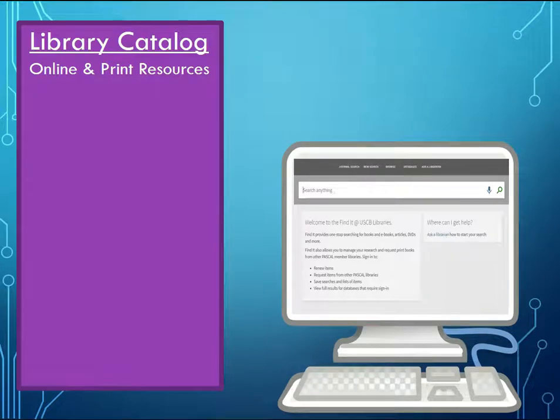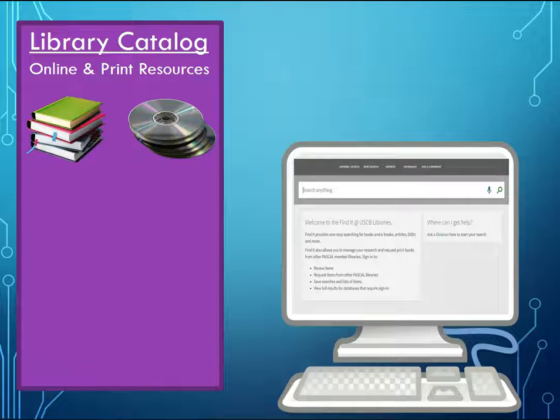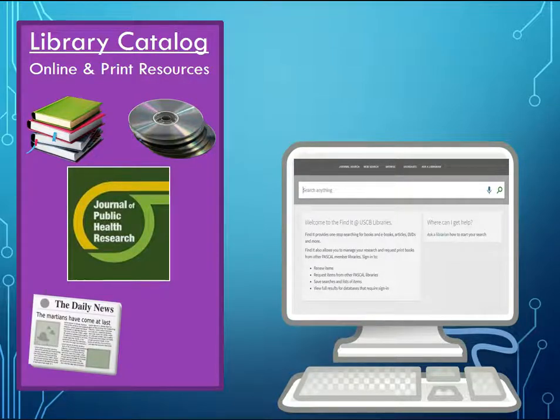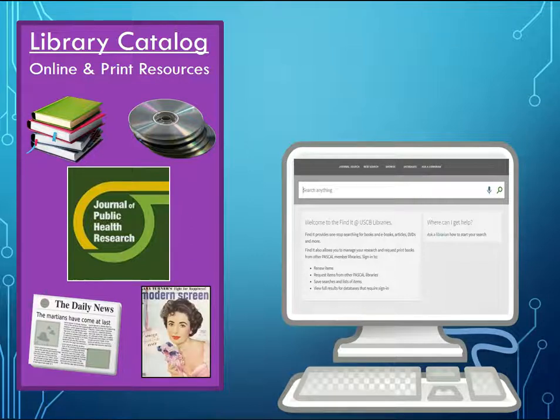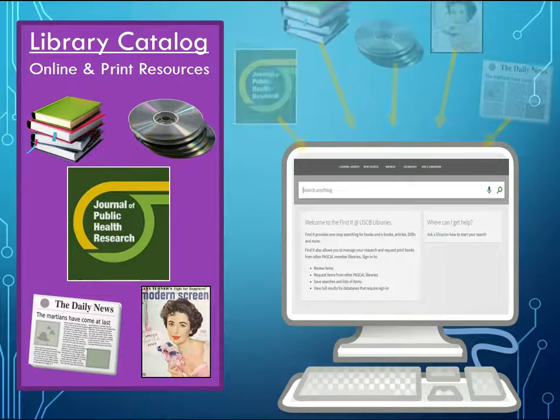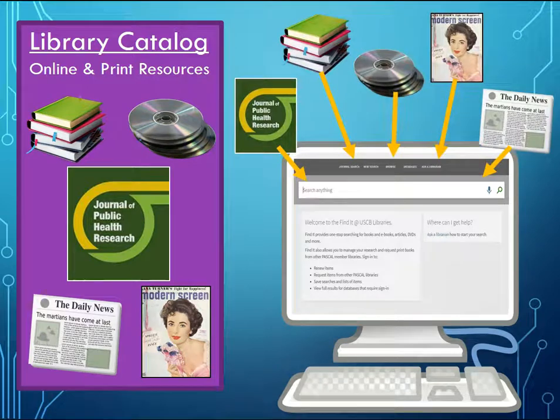The library catalog searches a variety of resources, including all physical items held by the library, such as books and DVDs, as well as online resources such as journal articles, newspaper and magazine articles, e-books, and more. In the catalog, we can find both print and online resources. Many of the library's databases are integrated into the library's catalog, so you are able to search the databases and catalog at the same time.